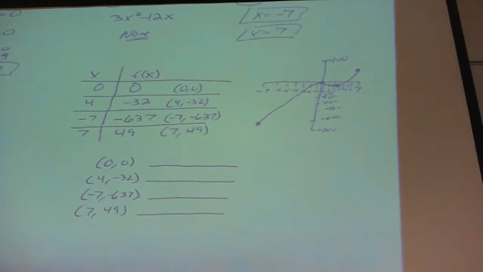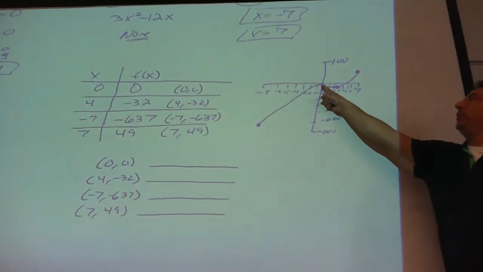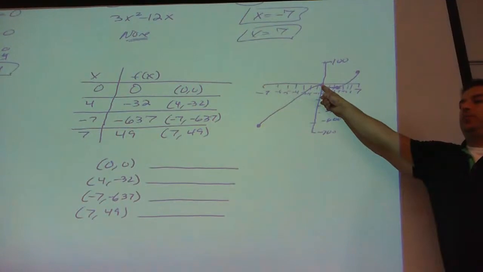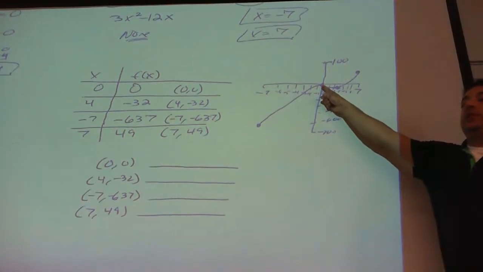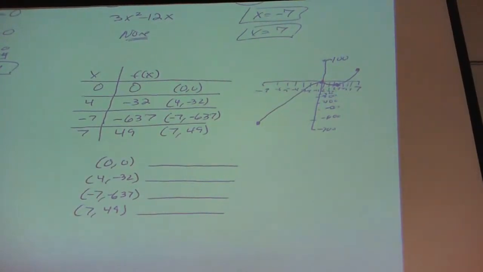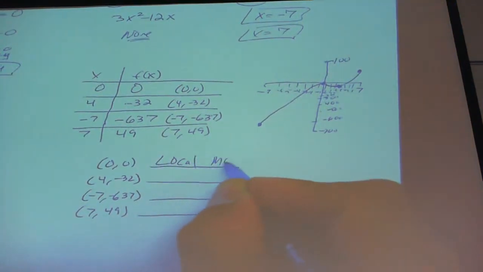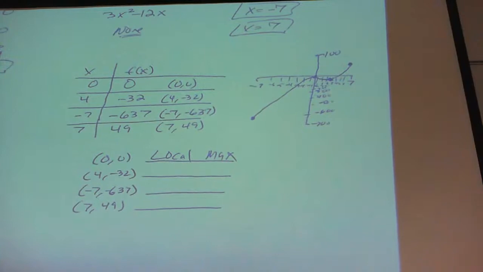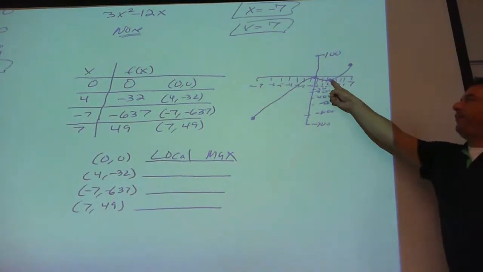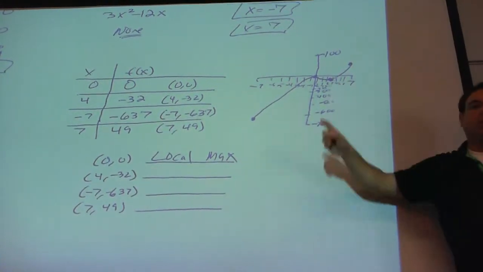Okay, so one at a time. What do we have at 0, 0? Local max. What do we have at 4, negative 32? Local min.